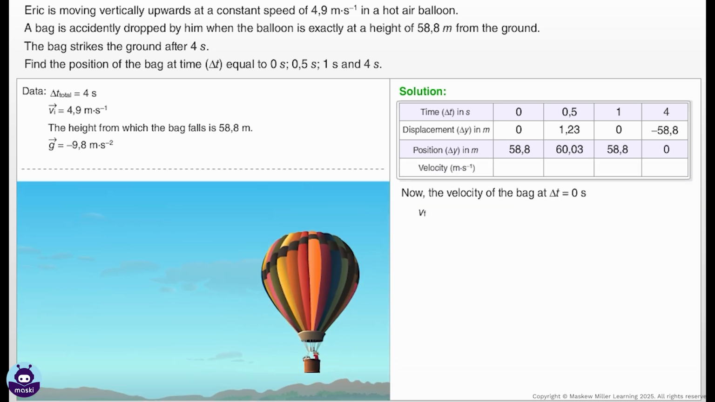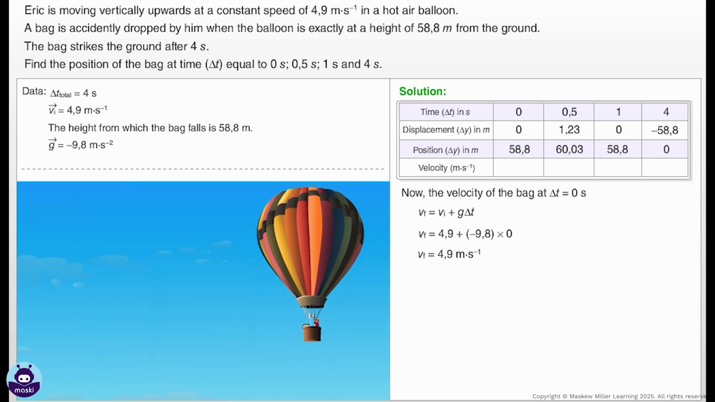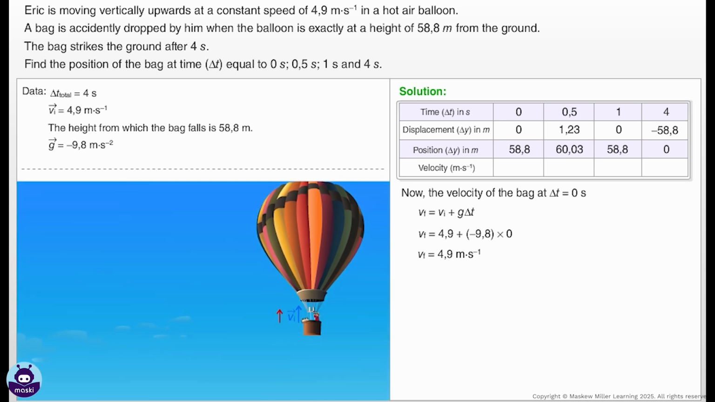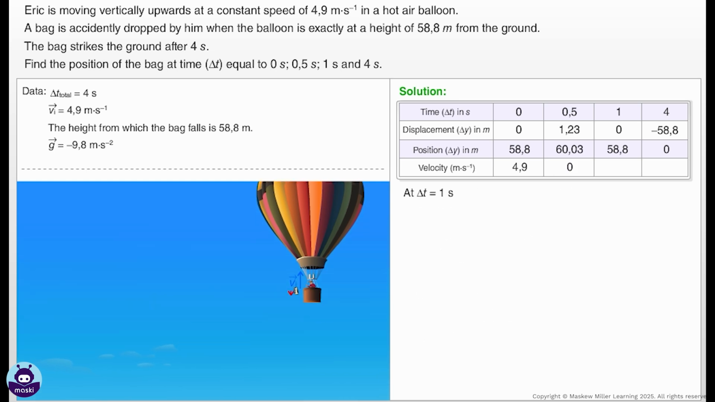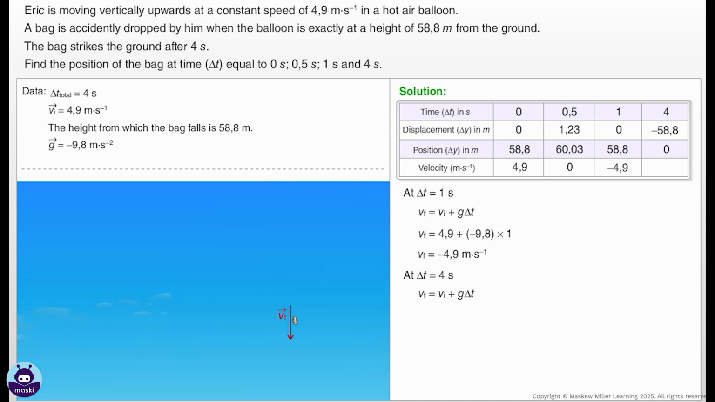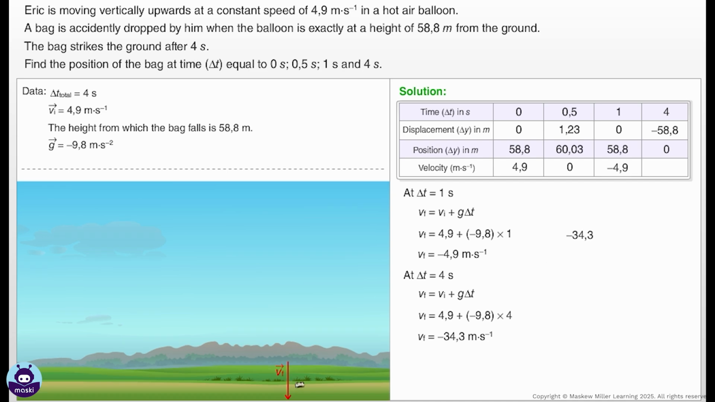Now the velocity of the bag at delta t equals 0 seconds, vf equals vi plus g delta t equals 4,9 meters per second. At delta t equals 0,5 seconds, vf equals 0 meters per second. At delta t equals 1 second, vf equals negative 4,9 meters per second. At delta t equals 4 seconds, vf equals negative 34,3 meters per second.